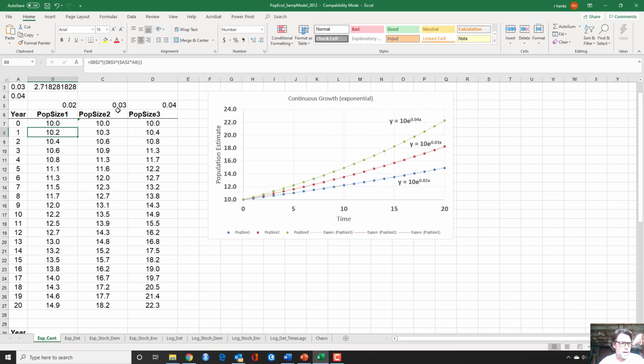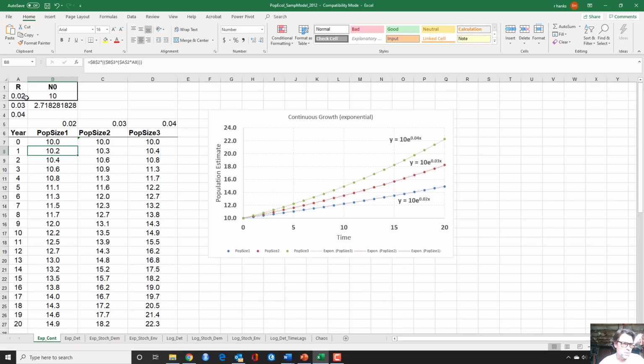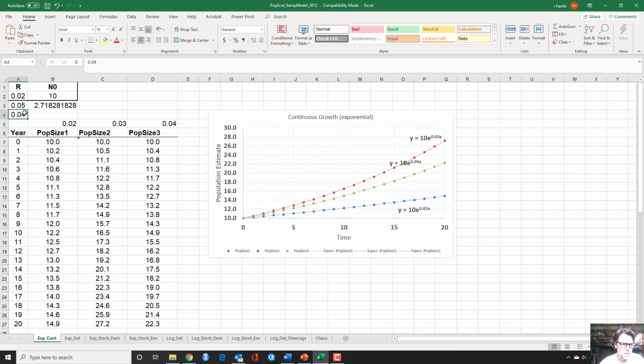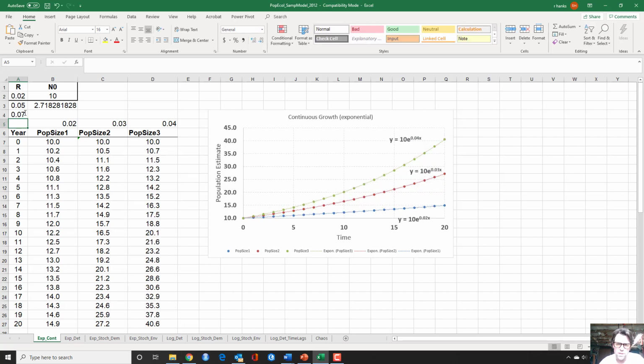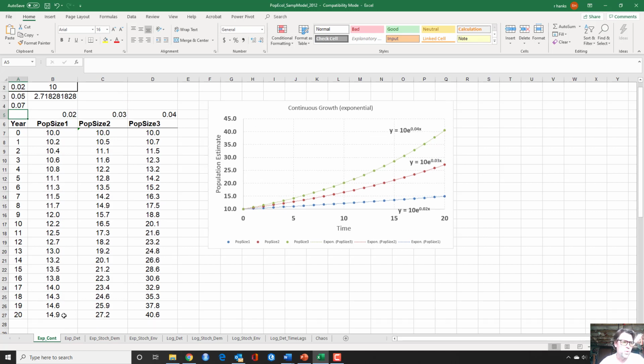If I change these, for example, we'll stick with 0.2 here. Let's go to 0.5, and then we can change this to 0.7. And you can see that they change more rapidly. At the bottom here, after 20 years, the first population with an R of 0.02 is 14.9. Then 27.2 and 40.6.